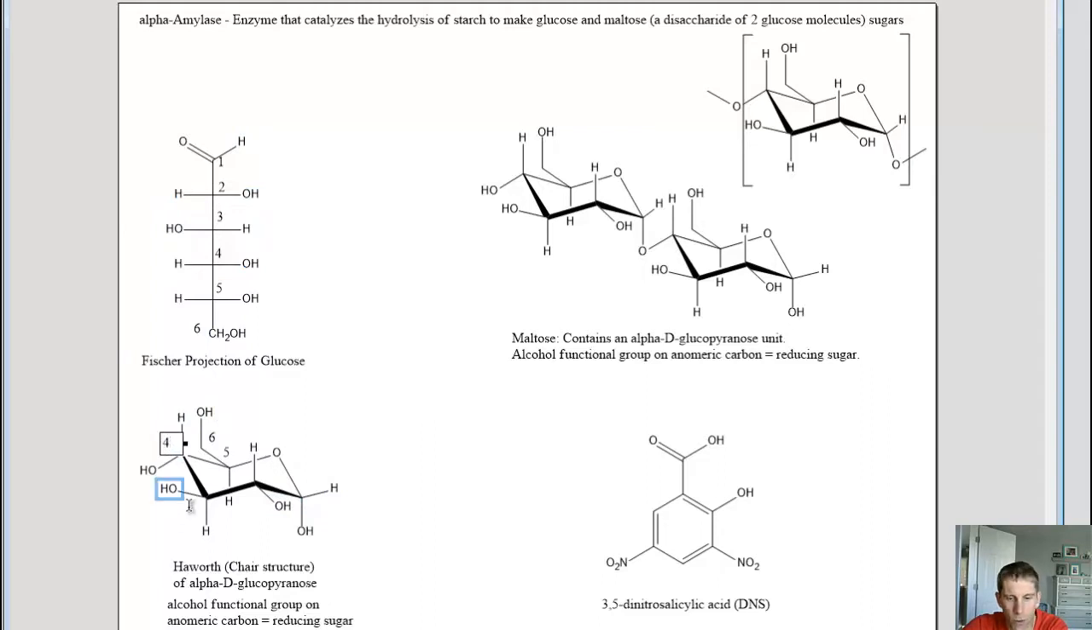And connected to 4, we have 3. And connected to 3, we have 2. And connected to carbon number 2 is carbon number 1. So this right here is carbon number 1.